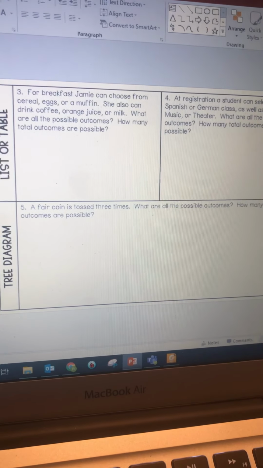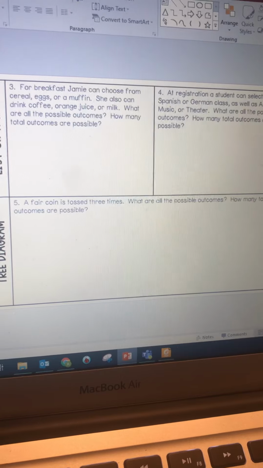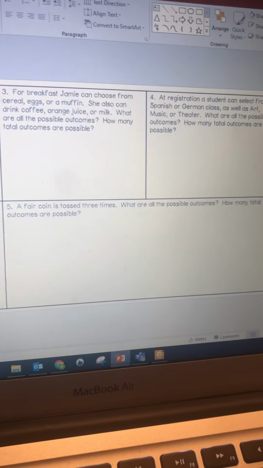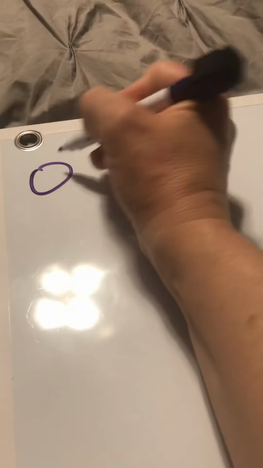So on a fair coin, it has 2 sides. Those 2 sides are heads and tails. It's going to be flipped 3 times. Okay, so we're going to have our first coin toss of heads or tails. Then we're going to have our second coin toss of heads or tails. And then we're going to have the third coin toss of heads or tails.